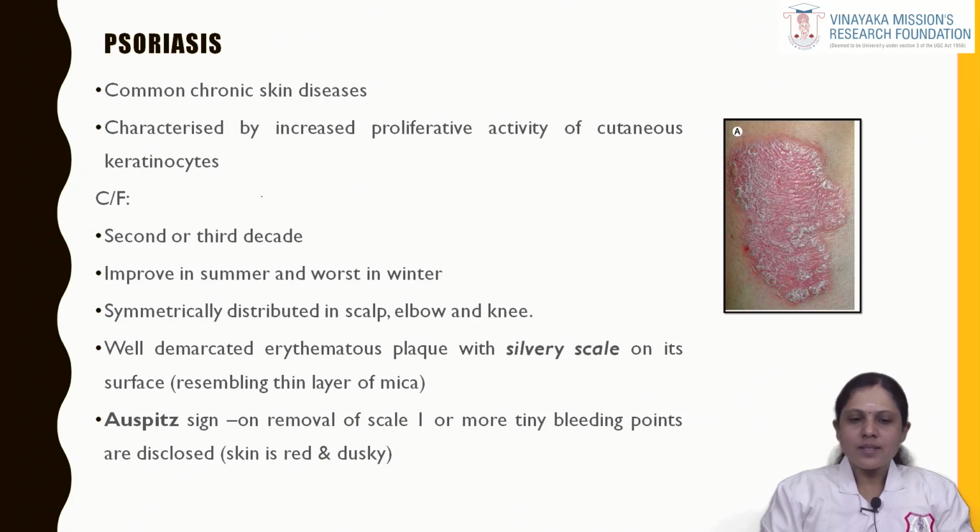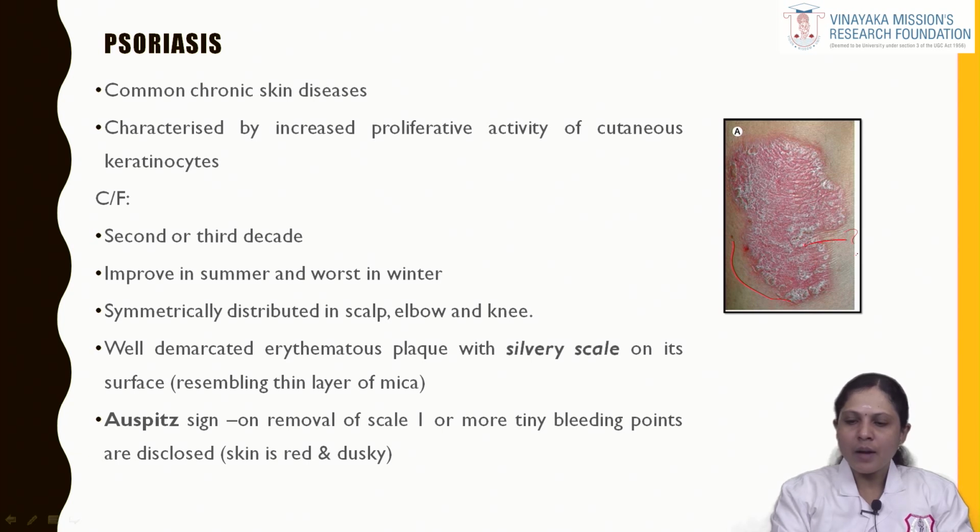Followed by psoriasis. Psoriasis is a common chronic skin disease characterized by increased proliferative activity of keratinocytes, and it mostly presents itself in the second or third decade of life. It improves in summer and is worse in winter. Symmetrically distributed in scalp, elbow and knee. It is characterized by well demarcated erythematous plaque with silvery scale.